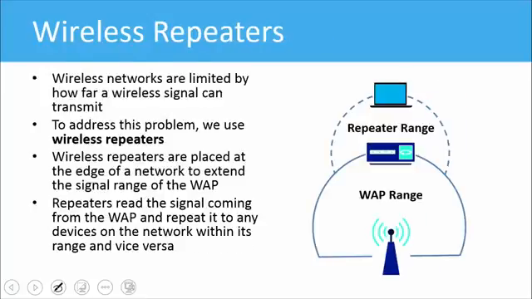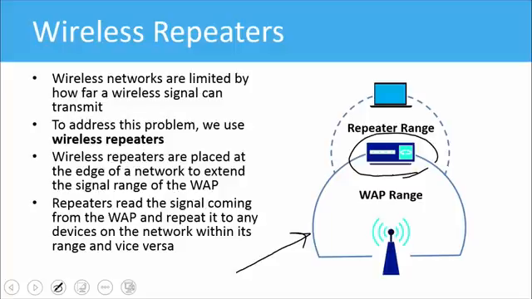Another technology that we haven't talked about is a wireless repeater. Wireless networks are limited in how far a wireless signal can transmit. So if you think about the range of your wireless access point, it only goes so far. You could actually place a wireless repeater here at the end of a network in order to extend the signal range of a wireless access point.